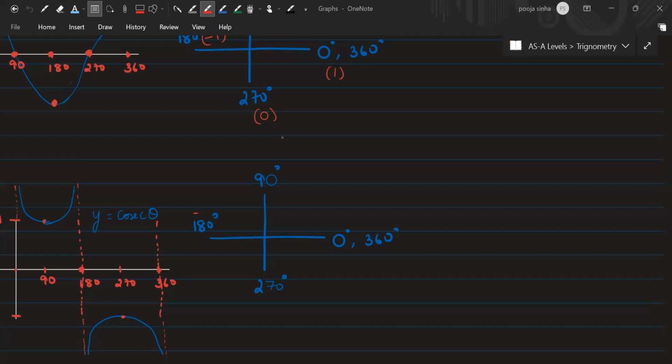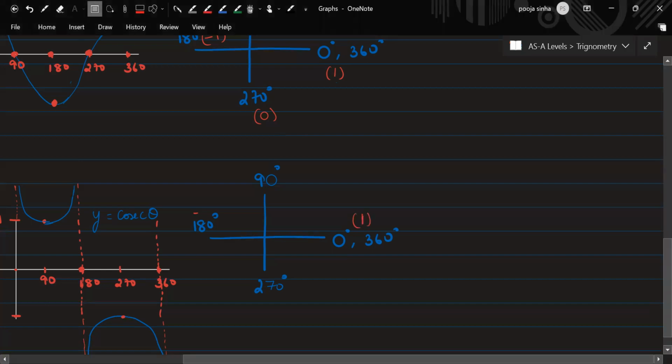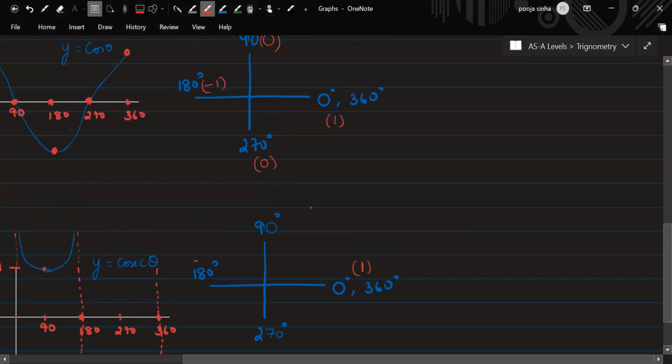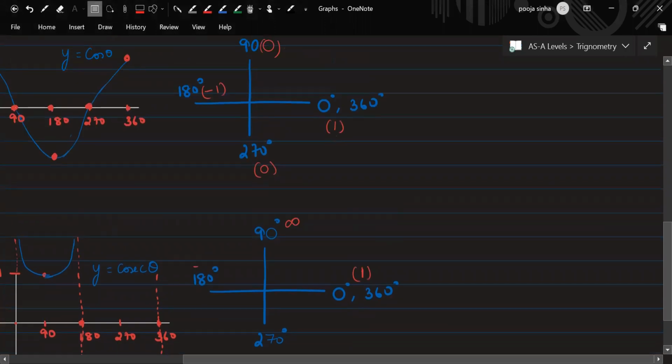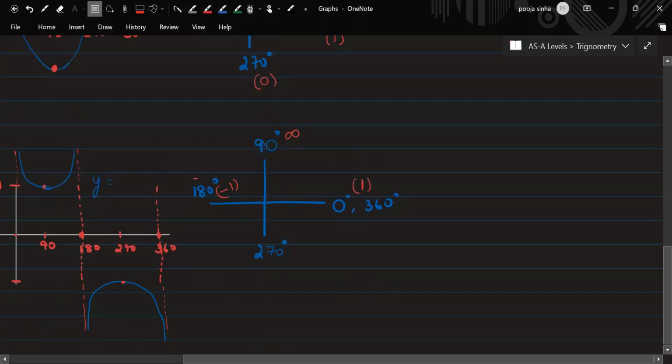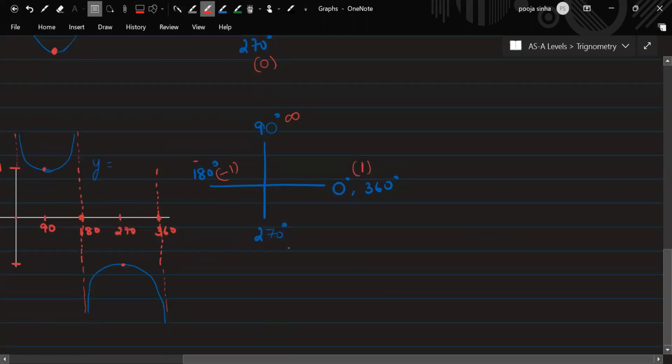Now tell me quickly for this one. So 1 upon 1 would be 1. Okay, next was 0. 1 upon 0 would be infinity. In cos it is 0, so in sec it will be infinity, right? Again, -1 will be -1 only. And this one, 270? 0. So infinity again.